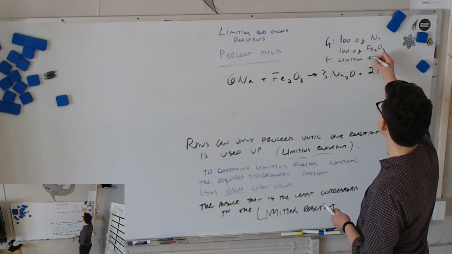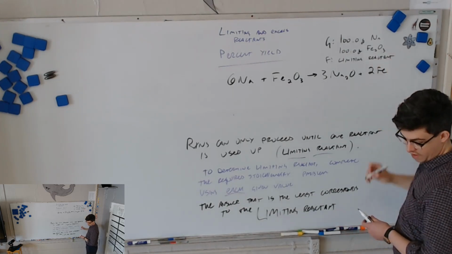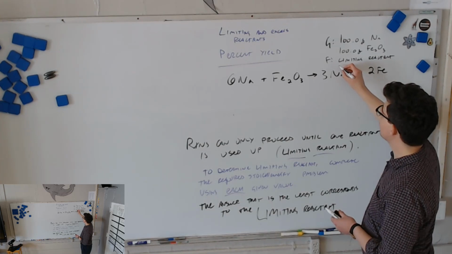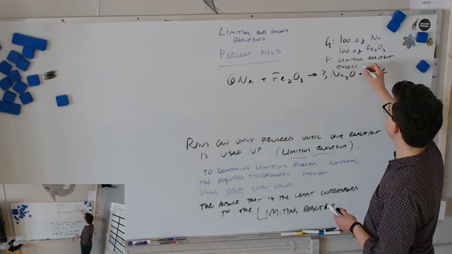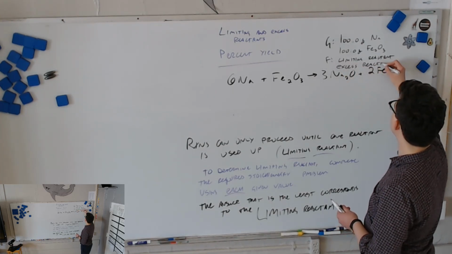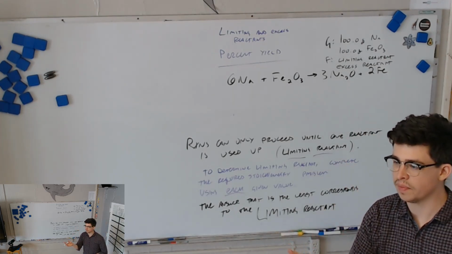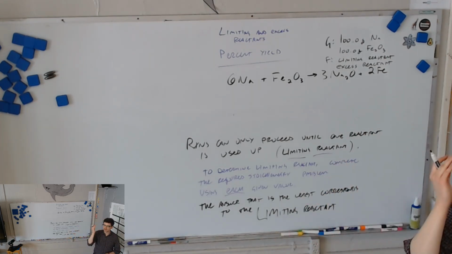Our first responsibility is to find what the limiting reactant is. Then we're going to find the excess reactant. Let me ask you a real simple question. If there's two reactants, A plus B yields AB, and A was limiting, which one was excess? B. There you go. It's just the other one.